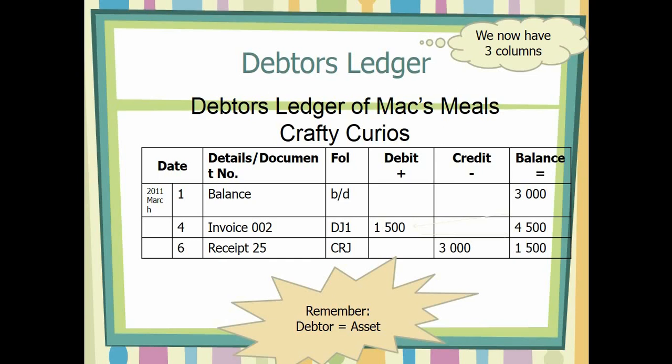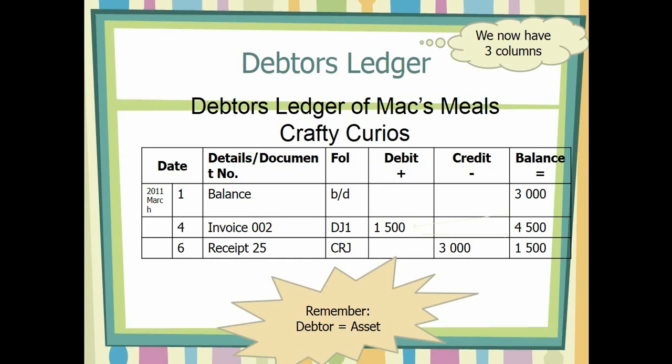So if we look at Crafty Curios, we can see that their balance on the 1st of March was 3,000 Rand. On the 4th, they came and bought on account, and we issued them invoice 002. We got this information from our debtors journal. They bought for 1,500 Rand. Now I want to know what their new balance is. So I go 3,000 Rand plus 1,500 equals 4,500.